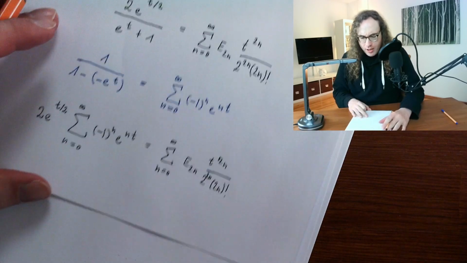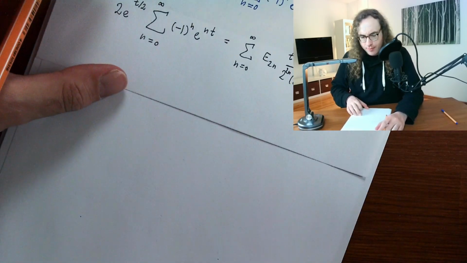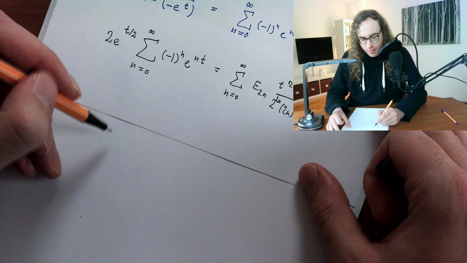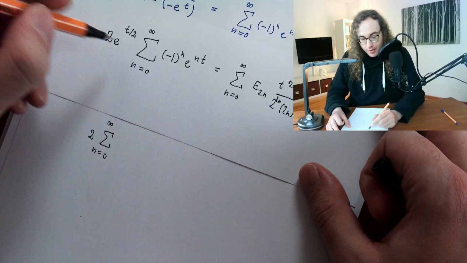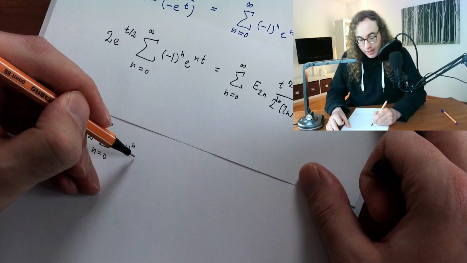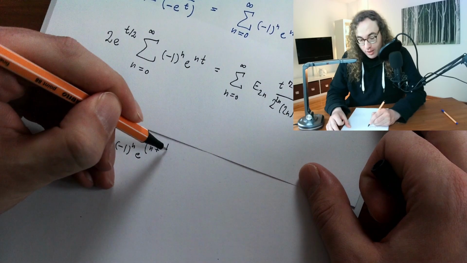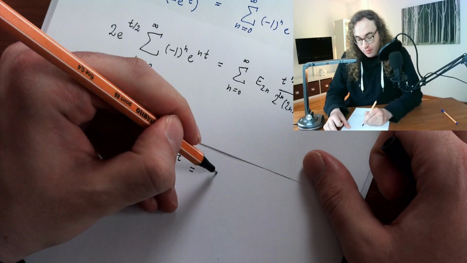Okay, I can rewrite this even more, right? Let me just put this in here. So I get the sum from 0 to infinity, 2 times this sum, (-1)^n e^((n+1/2)t), equals this expression.